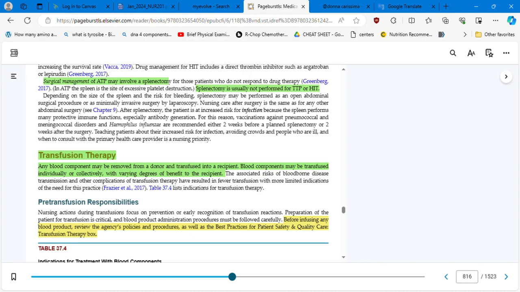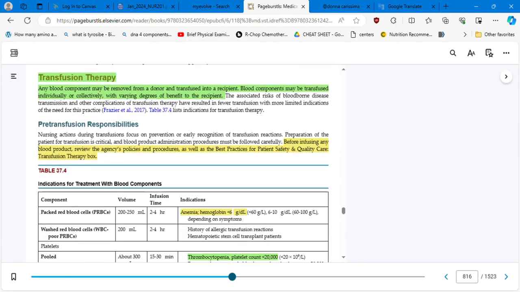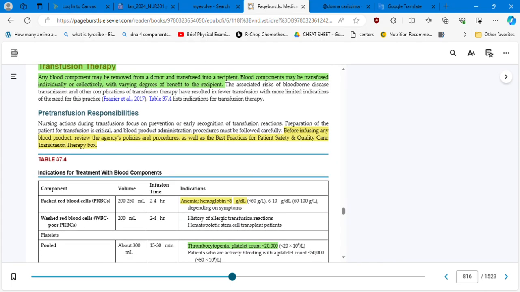Okay, now we're going to talk about transfusion therapy, and you have in your PowerPoint a couple of slides talking about the transfusion. Basically, they are jumping into your responsibilities, and they are talking about the types of transfusion, the reactions, and the autologous blood transfusions. So, okay.